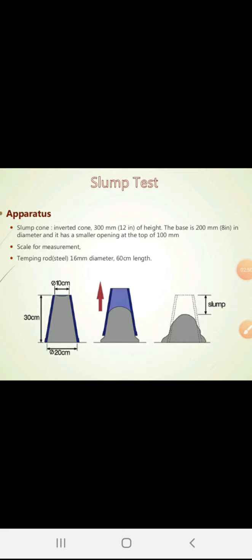In a table, we have shown there are three types of slump. One is collapsible, the second one is shear, and the third one is true slump. As the name indicates, in collapsible, the concrete completely collapses and the water content will be more. In shear, compared to collapsible, the water content will be less. Compared to true slump, the water content will be more.